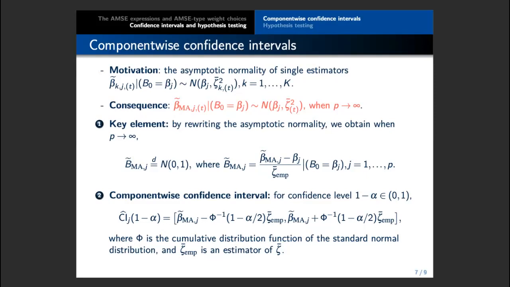And by rewriting the asymptotic normality of the beta tilde MA estimator, the model average version of the beta tilde estimator, we're able to define another variable B tilde, which follows a standard normal distribution. The component-wise confidence interval for the confidence level 1 minus alpha can be constructed using the model average version of the beta tilde estimator and the standard normal distribution, and an estimator of the standard deviation denoted by zeta bar emp.